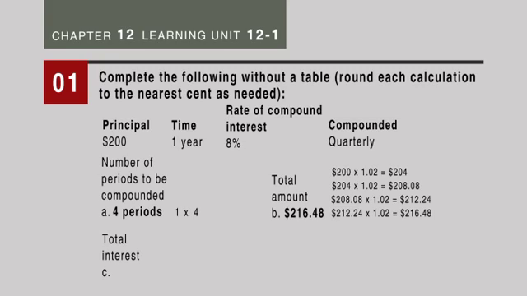So what we need to calculate is we simply take the $216.48 that we calculated. We're going to subtract out $200, and that's going to leave us with $16.48 for interest.